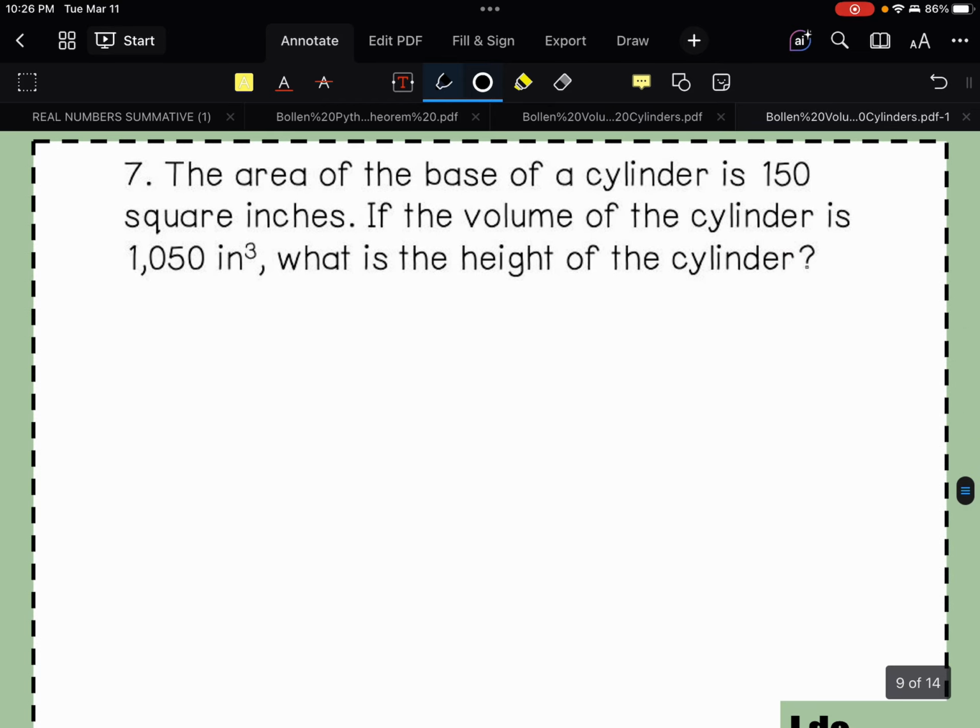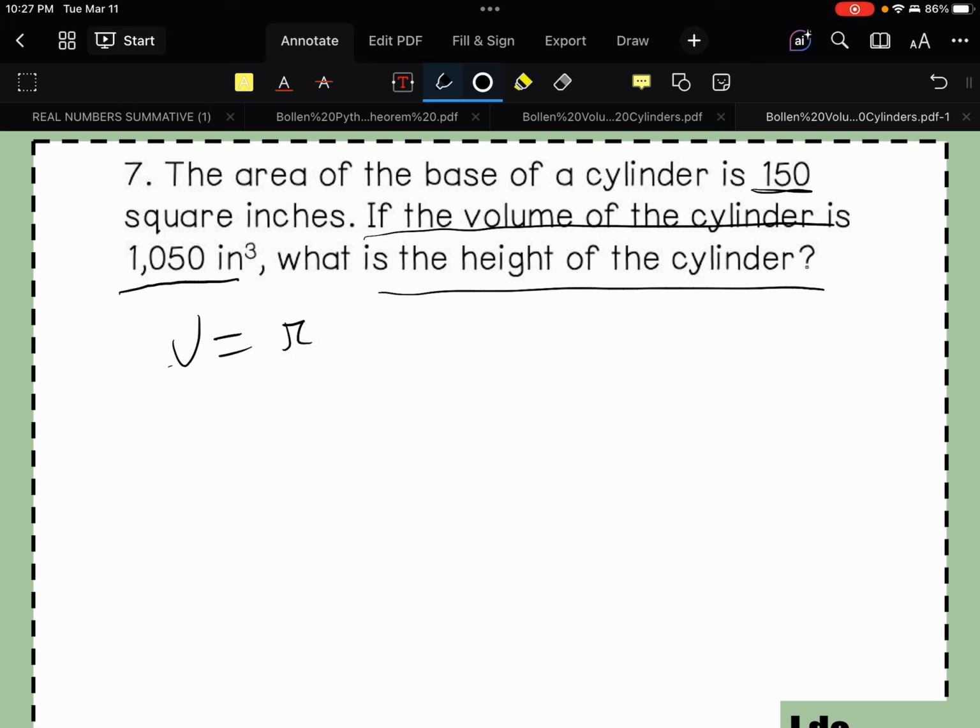All right, the next one we are doing is a word problem. The area of the base of the cylinder is 150. So if the volume in the cylinder is 1,050, what is the height? So in this case, we have volume equals pi r squared times the height. We know that pi r squared is equal to 150, because our formula for area of a circle is A equals pi r squared.